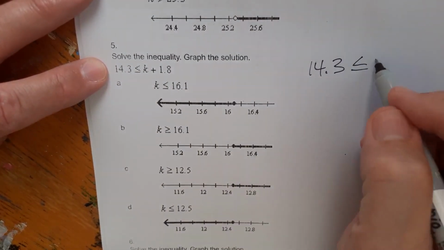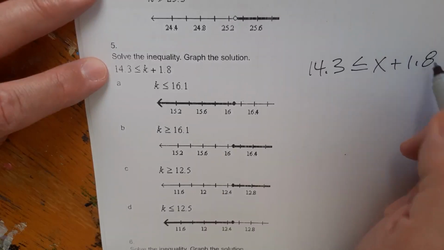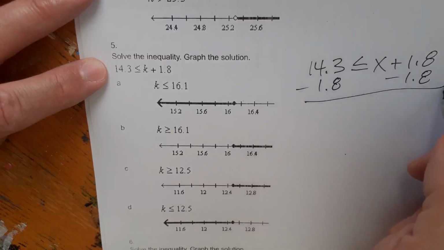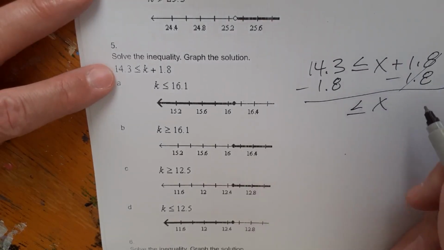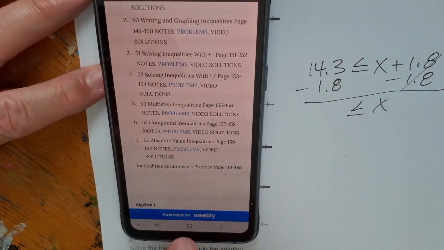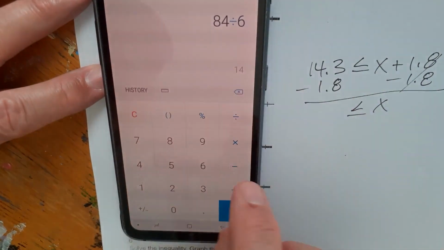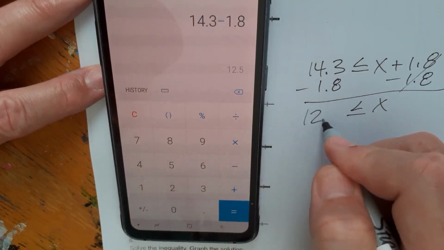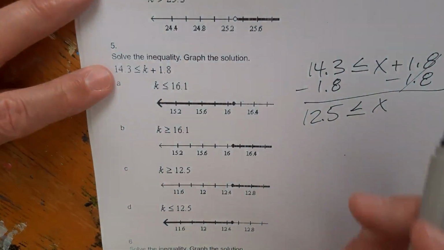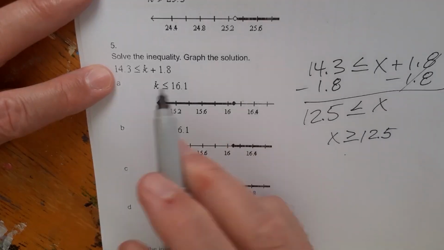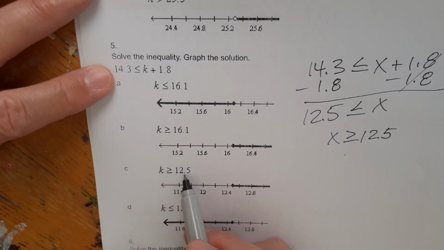14.3 is less than or equal to x plus 1.8. Subtract 1.8 from both sides. X is greater than or equal to 14.3 minus 1.8, 12.5. X, and let's flip it, x is greater than or equal to 12.5. So, x is greater than or equal to 12.5.